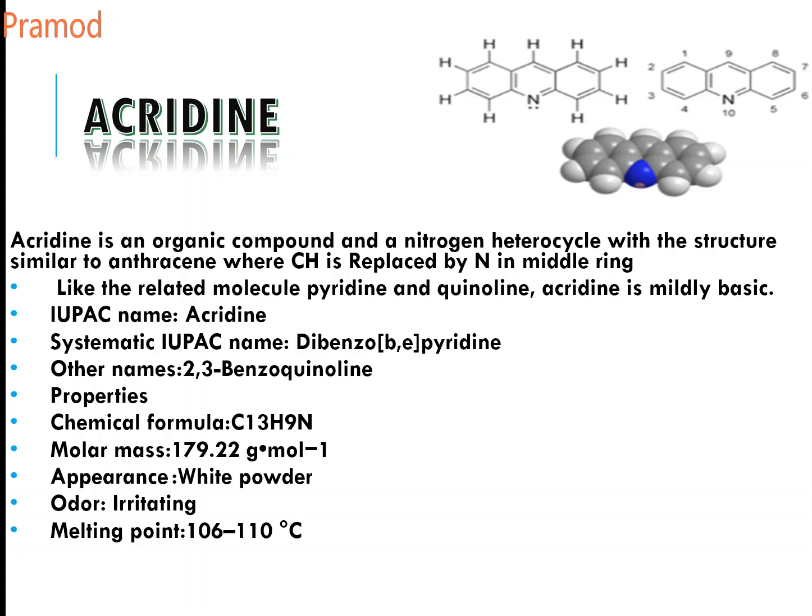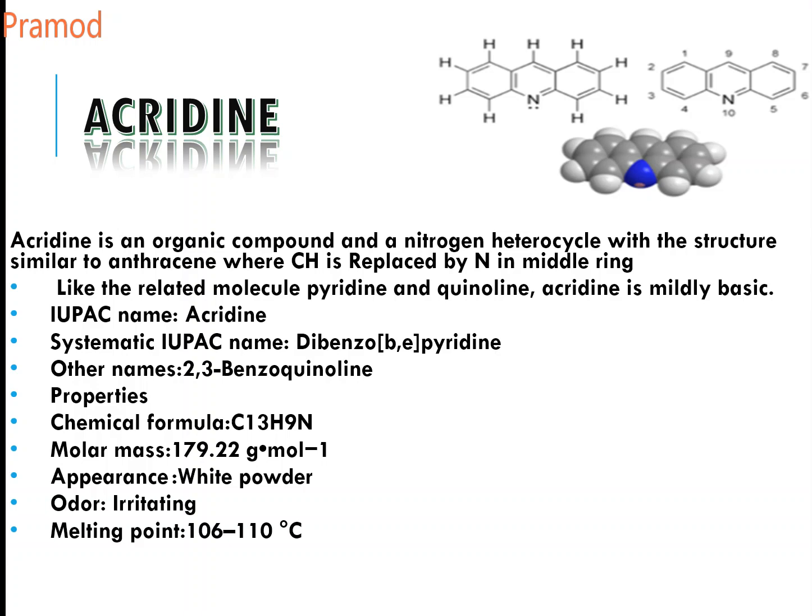IUPAC name is acridine. Systematic IUPAC name is dibenzo-b,e-pyridine. Why? Because at the b face and e face of your pyridine, your benzene is fused. That's why it is called dibenzo-b,e-pyridine. Other name was 2,3-benzoquinoline. Chemical properties: formula is C13H9N. Molecular weight is equal to 179. Appearance: white solid, irritating, and melting point is around 106 to 110.